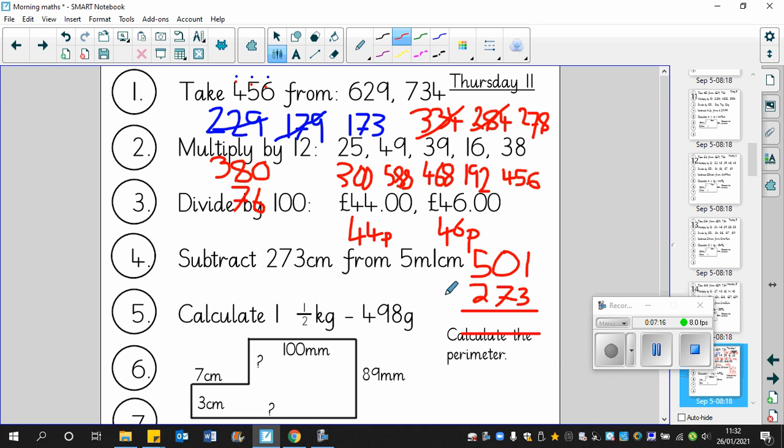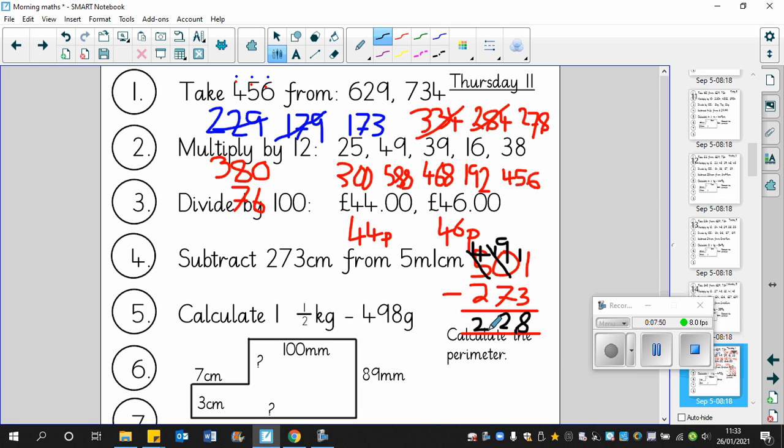Okay, this is subtraction. 1 take away 3 we can't do, but we can't exchange from this column, so we have to exchange from this column. So this is now a 4, and this is a 10. Can we exchange from this column? Yes, because they've got 10, they've got plenty to give away. So that 10 now becomes a 9, and this becomes 11. So 11 take away 3 is 8, and then 9 take away 7 is 2, and then 4 take away 2 is 2.